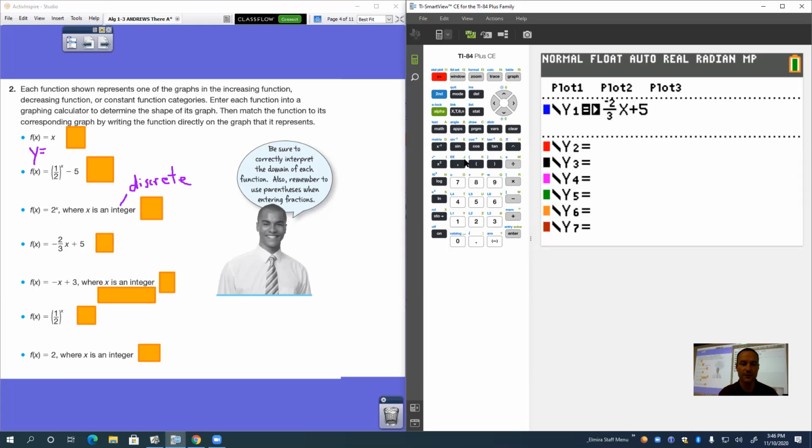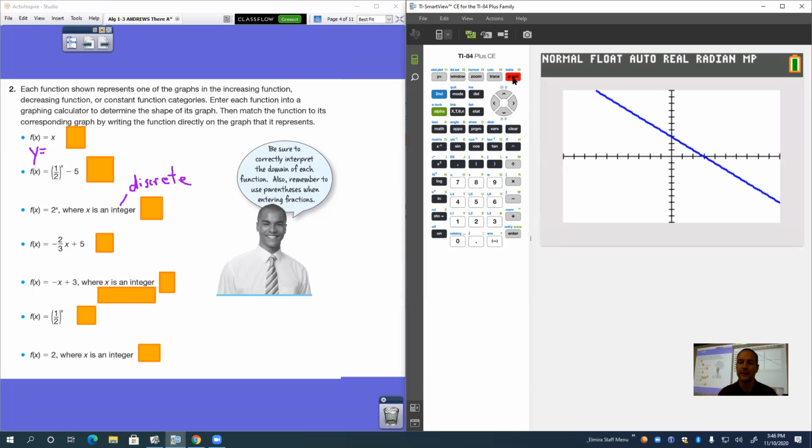Go back to y equals. Our next one is -x plus 3. Negative sign, x plus 3. Hit graph. We get a straight line going down. Now again, this one says where x is an integer, so this would be a discrete graph. We really wouldn't have that continuous graph, that continuous line. We'd have dots at every integer, not a continuous smooth line.